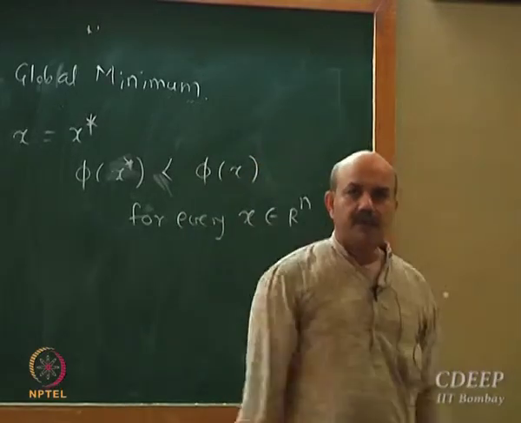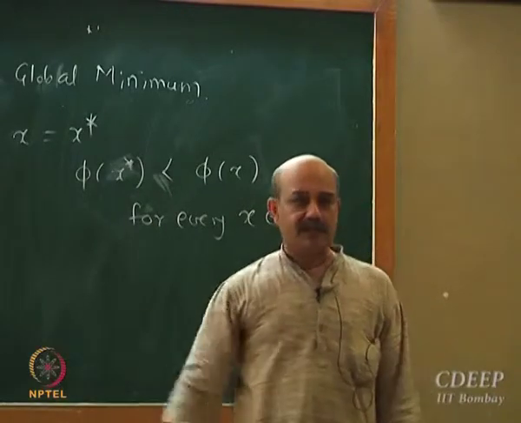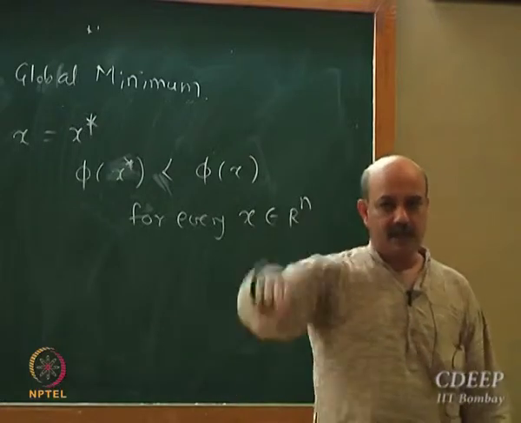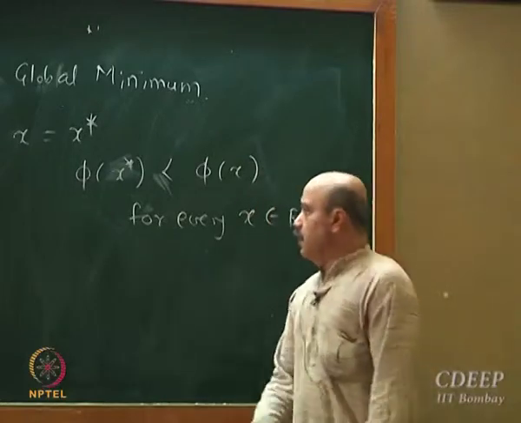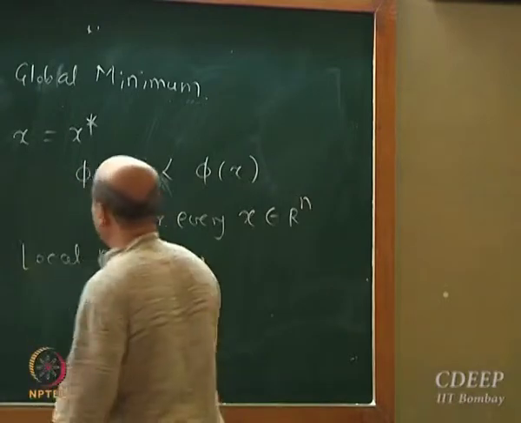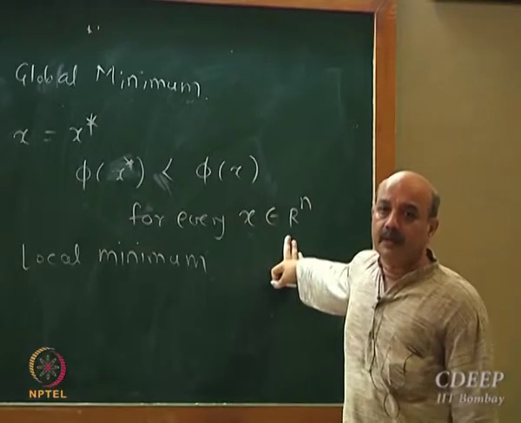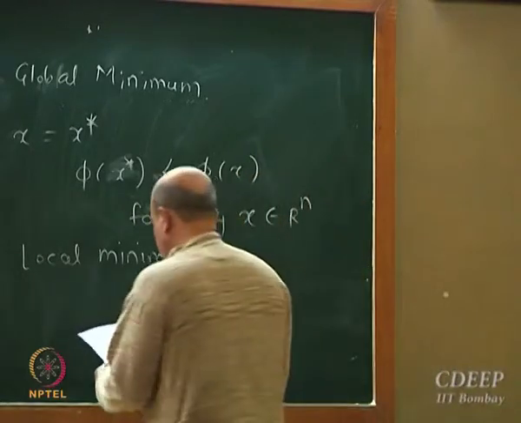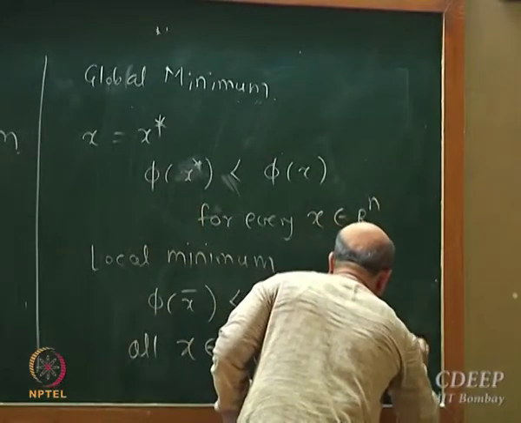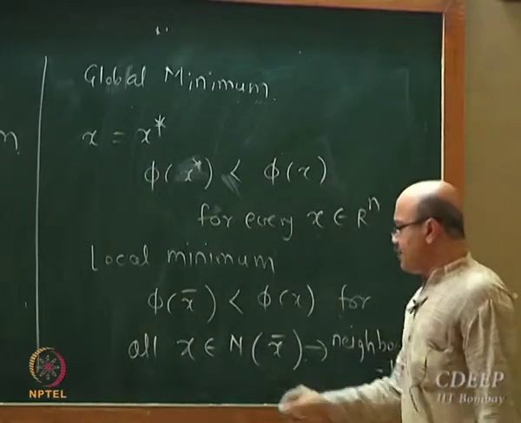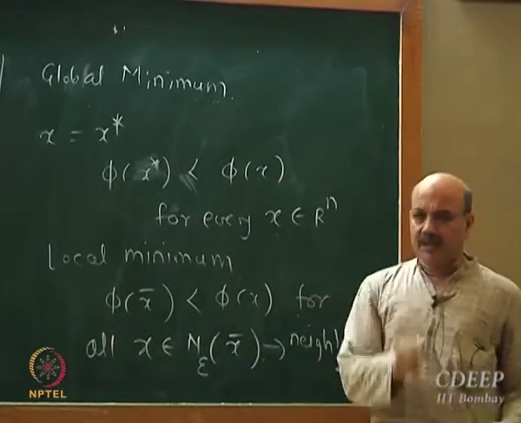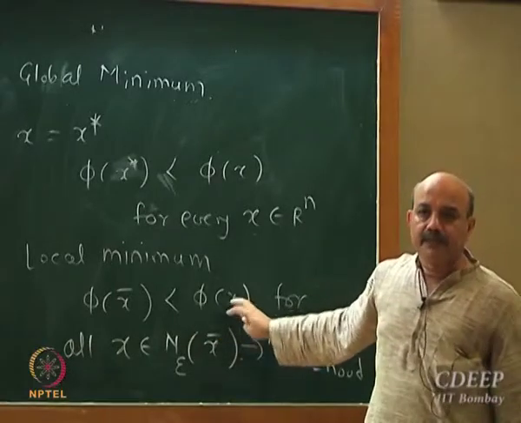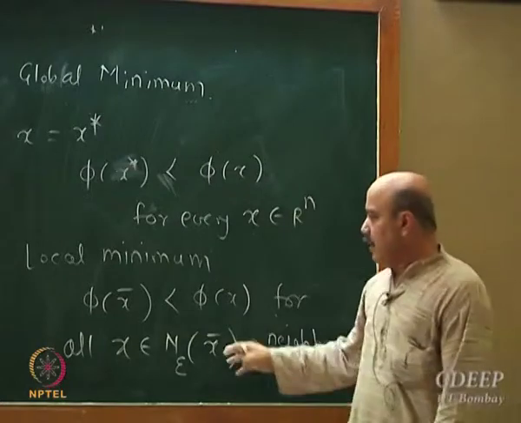Imagine that you are standing on a mountain and there are multiple valleys. You might reach a valley which is not the global minimum, which is just a local minimum. So we also have to worry about local minimum. In a local minimum, we don't talk about every x in R^n; we talk about some neighborhood of a particular point. We have defined neighborhood earlier; we can think of some epsilon ball around x bar. If you can show that phi of x bar is less than phi of any other x in that neighborhood, then x bar will be called a local minimum.